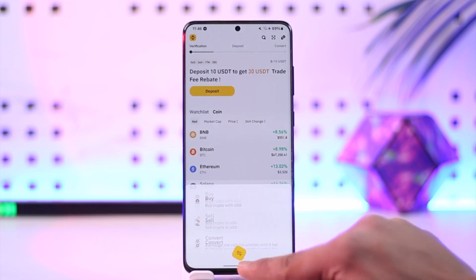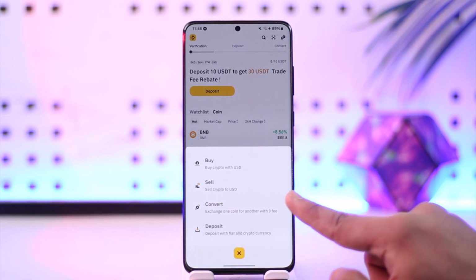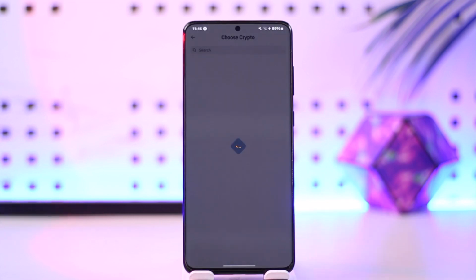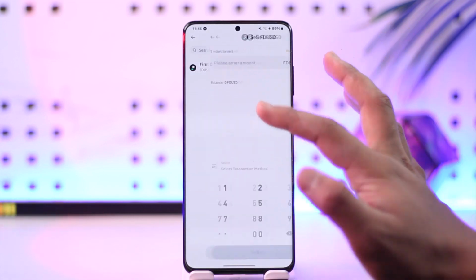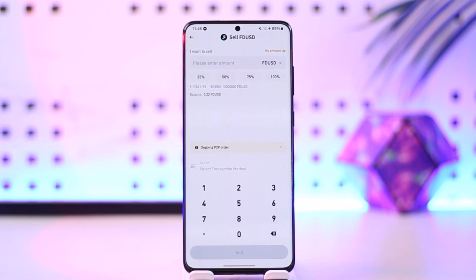So you can tap on this little option here. If you've bought and if you have a certain crypto you'd like to sell, you can tap on the sell crypto to USD. Just select the currency that you would like to sell and enter the amount you want to sell, and then you'll be able to sell them. And that's all it takes to go ahead and then basically make money on Binance.